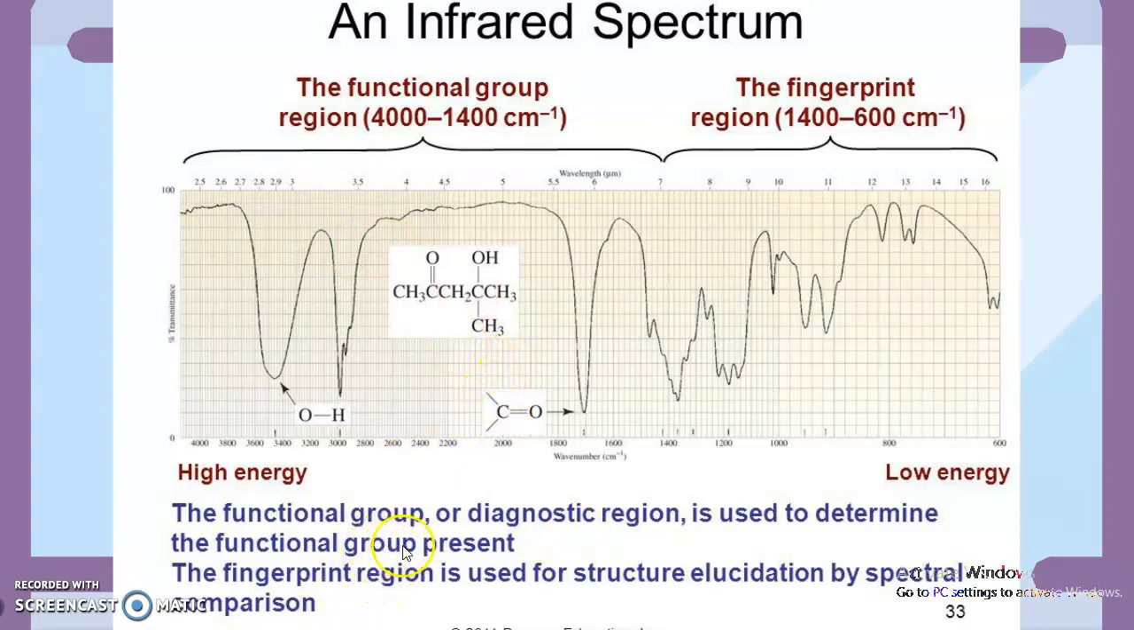So you can see here, the functional group or diagnostic region is used to determine the functional group. As the name suggests, this gives me what functional groups are present in my compound, most likely ones. And the fingerprint region, what does this help with? This is the most complicated one. It is used for structural elucidation by spectral comparison. So if I have to compare my standard with a sample, I do not go on comparing with all this. I compare with the fingerprint region, and if it exactly matches, then I can say yes, standard is equal to my sample. So the fingerprint region is used for structural elucidation, whereas the functional group region will give me the functional groups present in the compound.